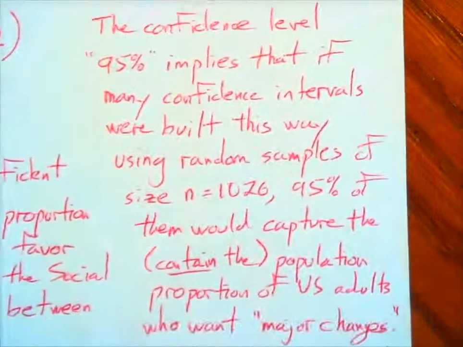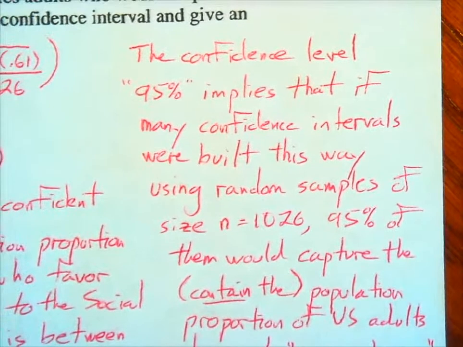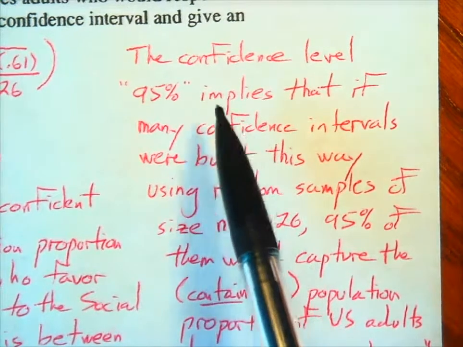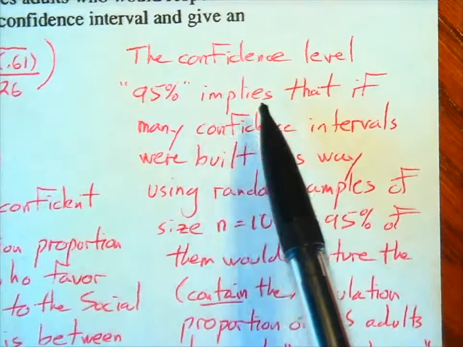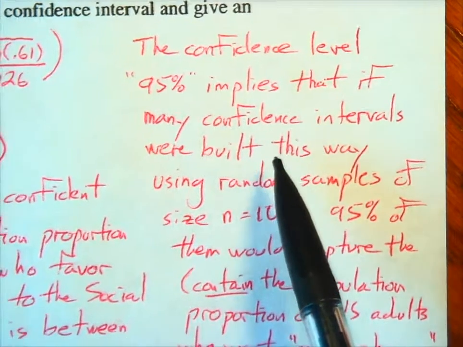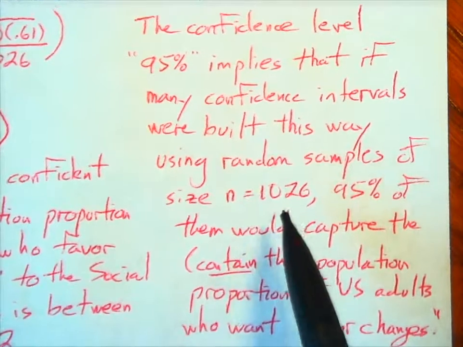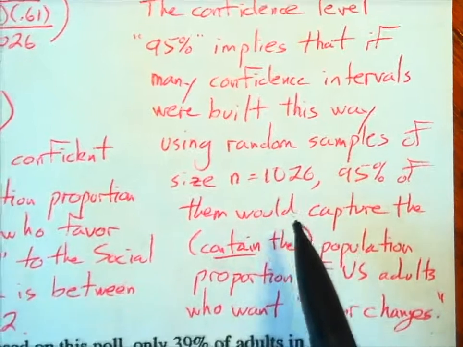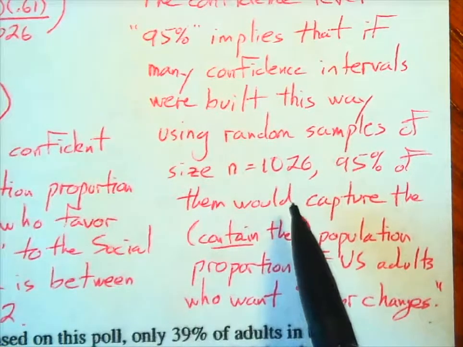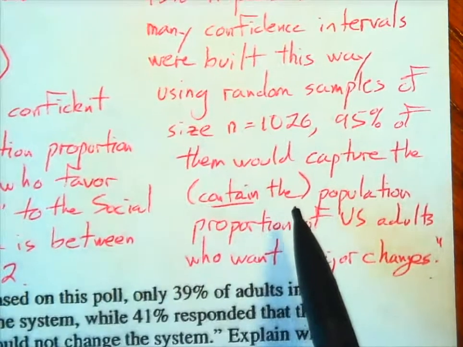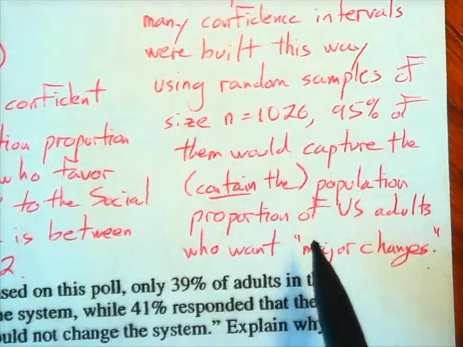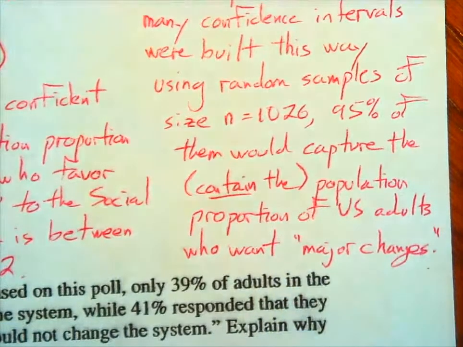So in addition to that, though, you have to describe what the confidence level means. So basically, it means that this process will capture the true population proportion 95% of the time if we repeated this multiple times. So I tried to write that carefully. 95% implies that if many confidence intervals were built this way, using random samples of size 1026, 95% of those confidence intervals would capture or contain the population proportion of US adults who want major changes.